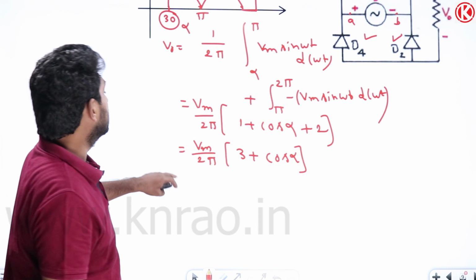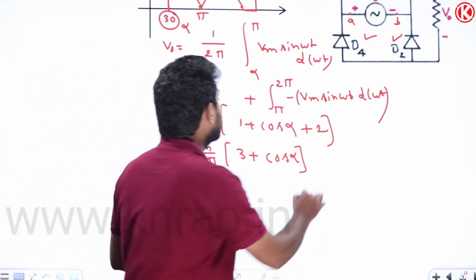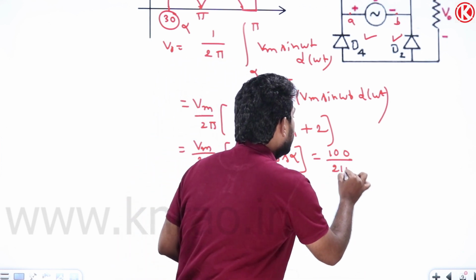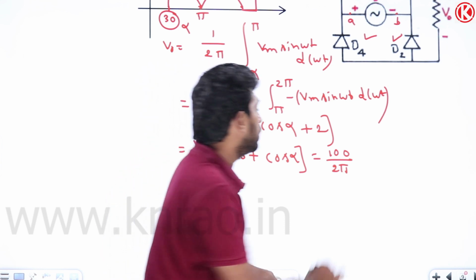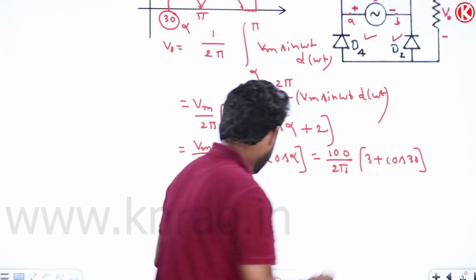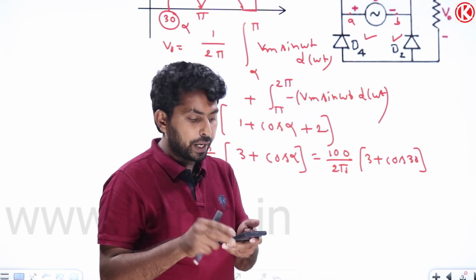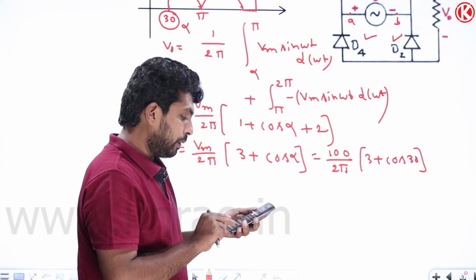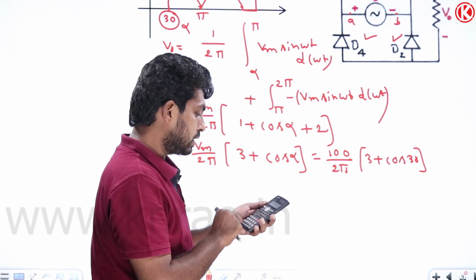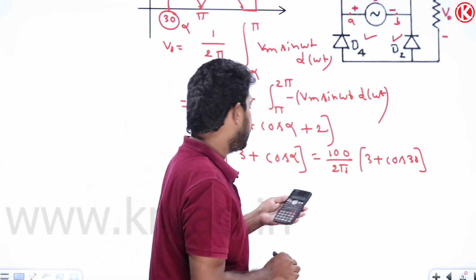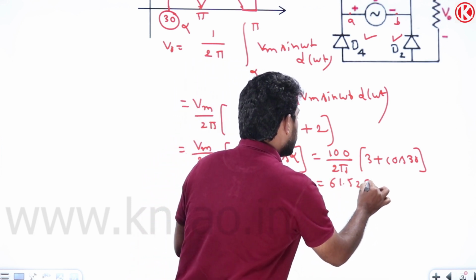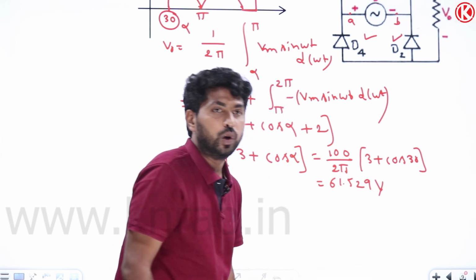Let me find this. Here Vm is given as 100. So it will be 100 by 2 pi into 3 plus cos 30. Now you can see the expression: 100 by 2 pi into 3 plus cos 30. So it will be 61.52 volts. Now let us solve the next problem.